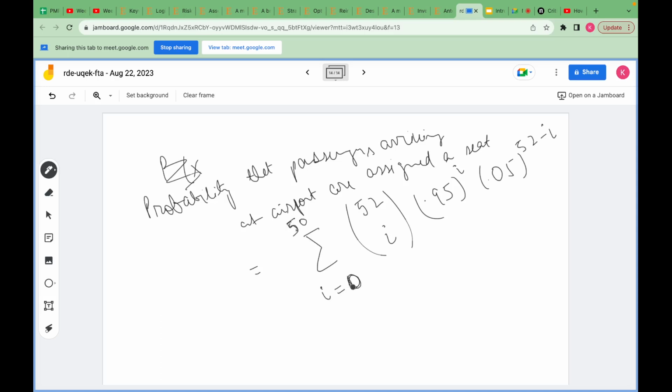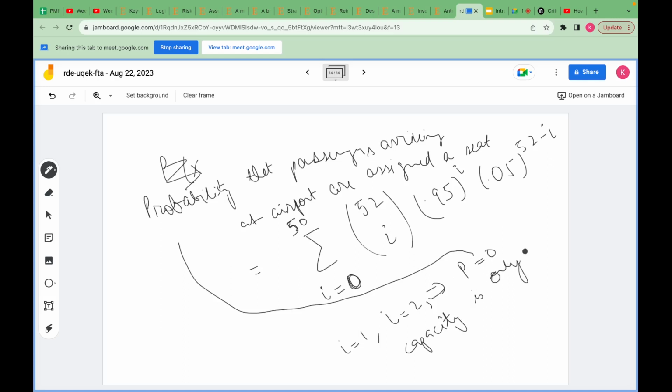I will range from 0 to 50, because for I equals 51 and I equals 52 this probability will become 0, because capacity is only 50. So if there are only 50 seats and 51 passengers arrive, then the probability that all the passengers will be assigned a seat will be 0, because one passenger will be left without a seat.